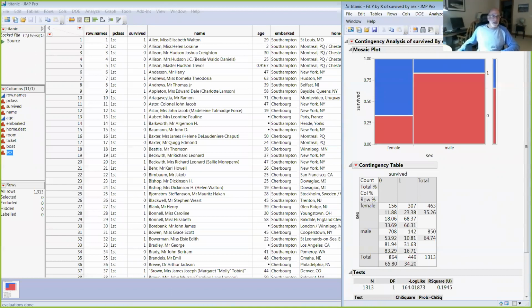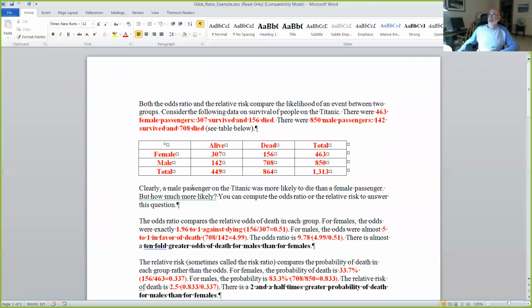To get the terminology understandable, here is a Word document that I posted, and this table that's shown here reproduces the numbers from the table we just saw in JMP. It's the same numbers. So here are two ways to talk about these results: the odds ratio and relative risk. They both compare the likelihood of an event between two groups.